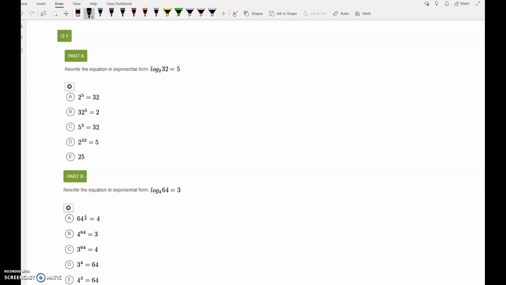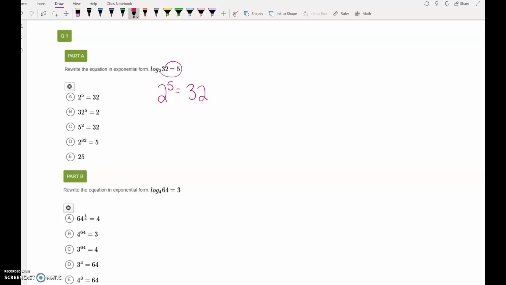Okay, in this video, I'm going to go through the Chapter 6, Part 2 practice test. The first question asks you to write the equation in exponential form. So this is log form. We need to rewrite it in exponential form. That means we need to do the log-ride. And it would be 2 to the 5th equals 32.